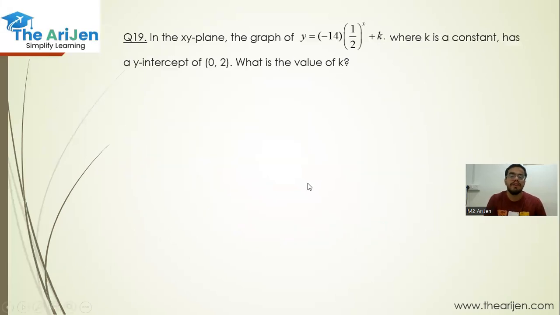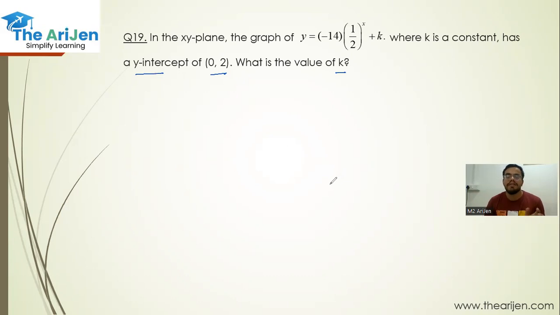Two more questions remaining. So here we have a question which says in the xy plane the graph of y is equals to minus 14 times 1 by 2 whole power x plus k, where k is a constant, has a y-intercept of 0, 2. What is the value of k?